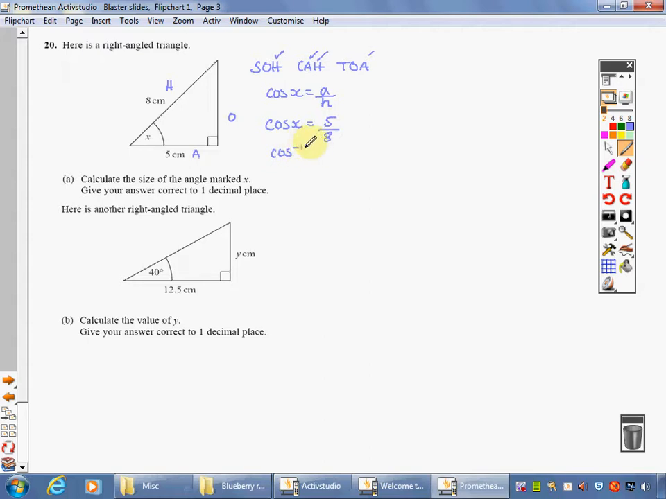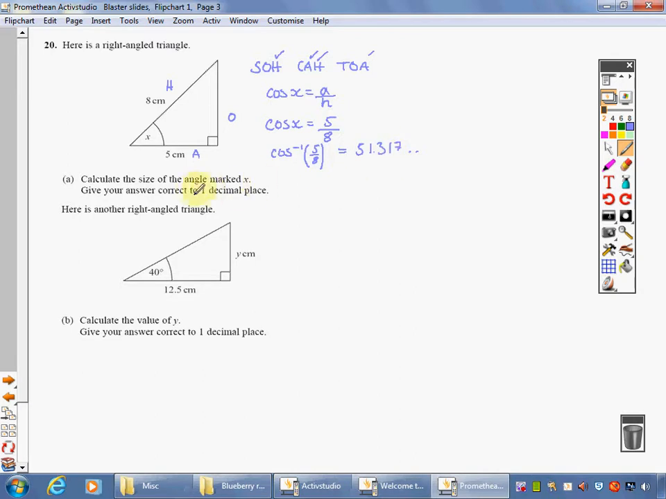so cos inverse, that means press shift then the cos button, or second function then the cos button on some calculators, 5 divided by 8. If I press equals from there, that will come up with 51.317 and some more after that. I've just gone for 51 there. That's my answer, and I would always write down the whole calculator display there as I've done.